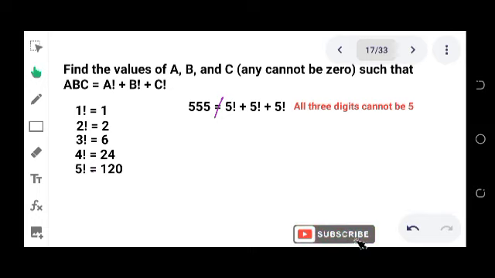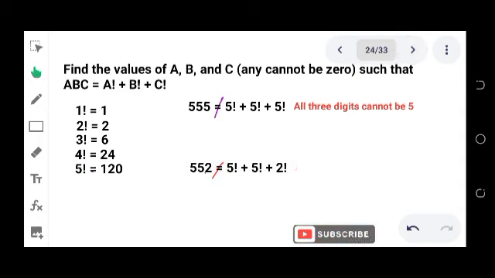So let's try one of the digits to be 4. Now, 5 factorial plus 5 factorial plus 4 factorial is 264. And 264 is obviously not equal to 554, so we cannot use this. Now, let's try 5 factorial plus 5 factorial plus 3 factorial. If you add all of them, that will not be equal to 553. So we cannot use this.